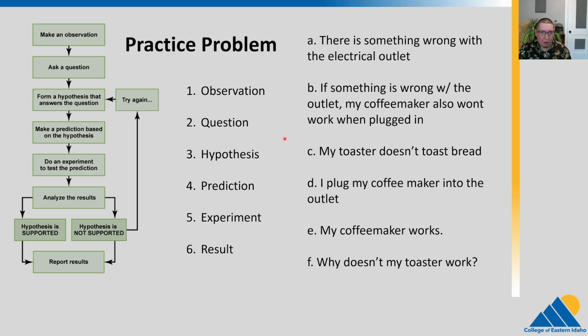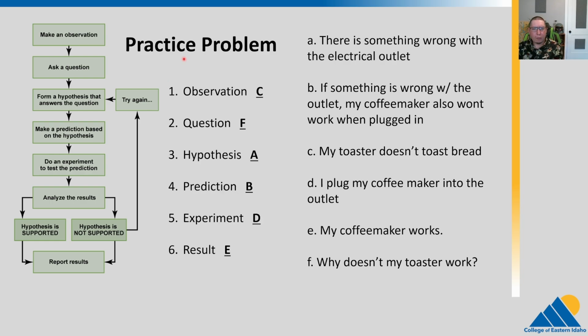This practice problem involves my toaster not working. Okay, so we have a scientific method here. We have some things that I want you to match to the different parts of the scientific method. So go ahead and pause the video and think this through. We start here with our observation that my toaster doesn't toast bread. Okay. So we have an observation. That's the start here. We might then develop a question, right? Why doesn't my toaster work? That's probably the question you want to know the answer to.